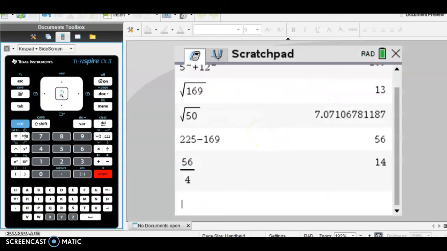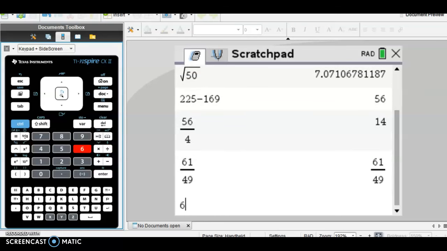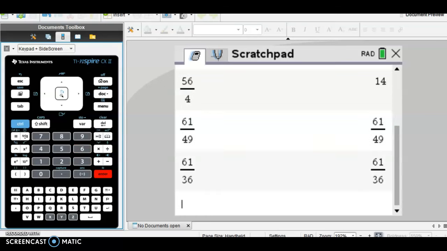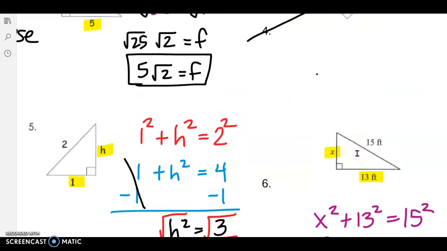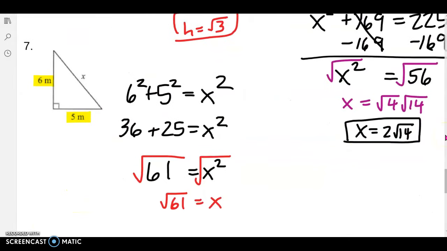So 61 divided by 49. Nope, not a whole number. 61 divided by 36. Remember, these numbers I'm dividing it by are part of my list that I have at the top of my notes. 61 divided by 25. No, 61 divided by 16. 61 divided by 9. 61 divided by 4. None of them work. None of the numbers that were on this list divided into 61, which means that square root of 61 is just my answer. I'm done. There is nothing else I can do.